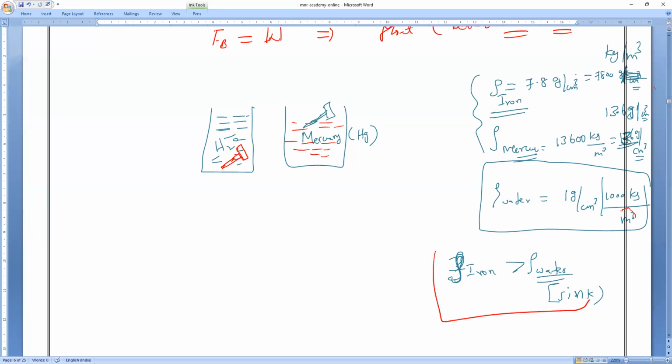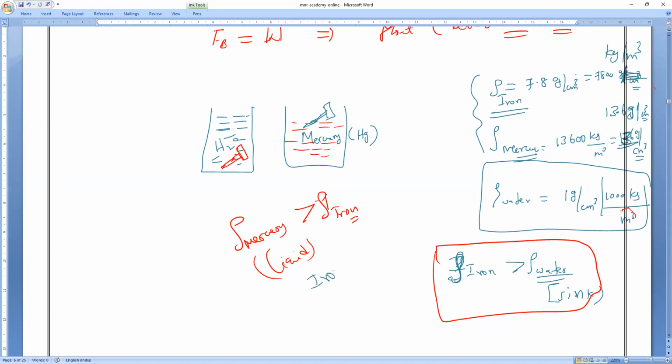So iron density is greater than the water, so it will sink. Now, if I take mercury, which is actually a liquid, the density of mercury is greater than the density of iron. So what will happen, everybody? Obviously, will the iron nail float or sink? Float. It will float.